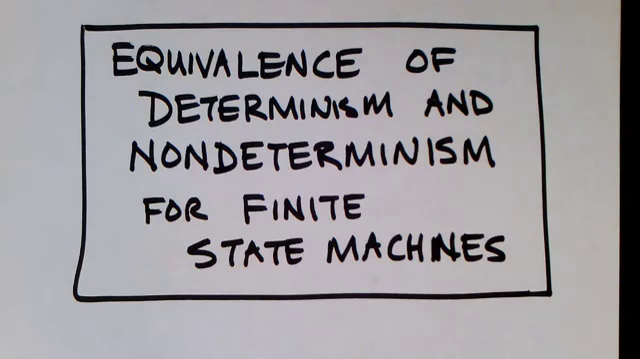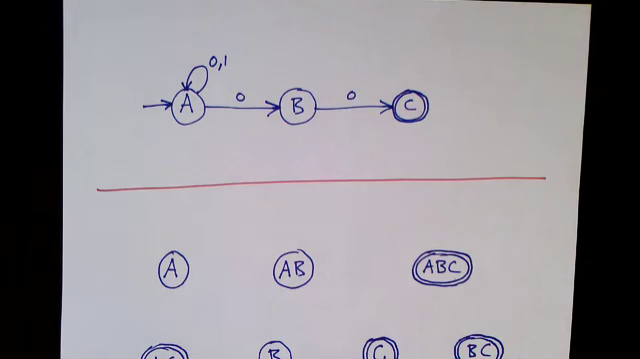In this video, we're going to show that non-determinism, while it might seem more powerful, doesn't really buy you any additional computational power for finite state machines. In particular, we're going to show that for every non-deterministic finite state machine, there is an equivalent deterministic finite state machine. We're going to prove that theorem.